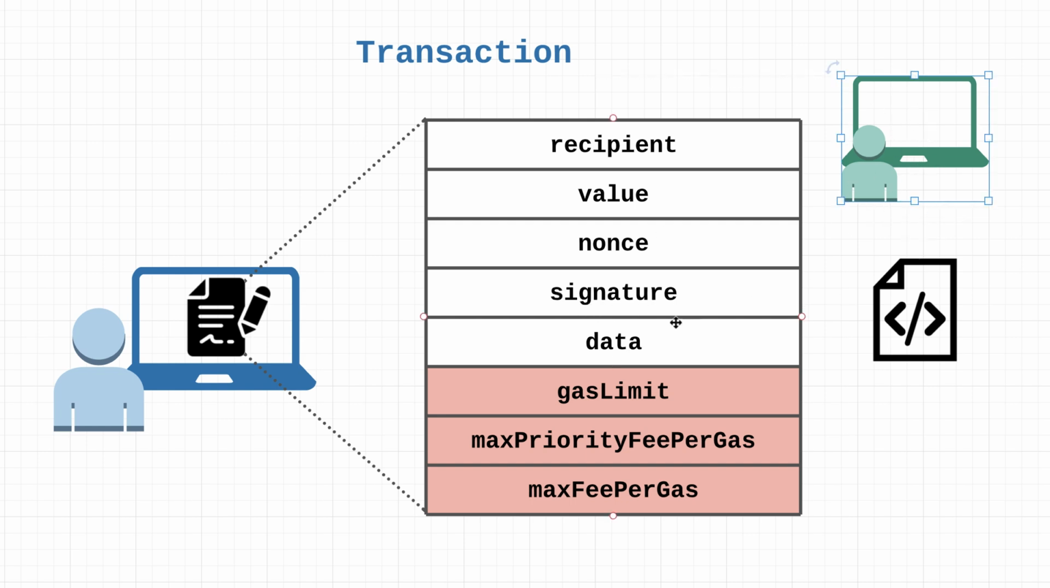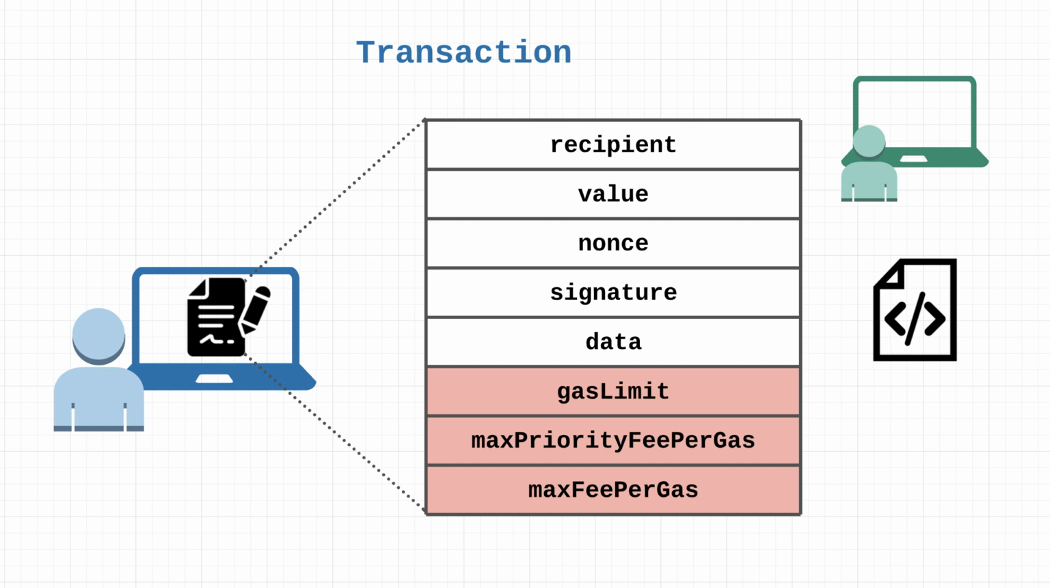You can include data whenever you're making a transaction to an EOA. However, whenever you do so, it's really just ignored by the Ethereum protocol. So for now, just remember that this data field is going to be used whenever we are sending transactions to smart contracts.